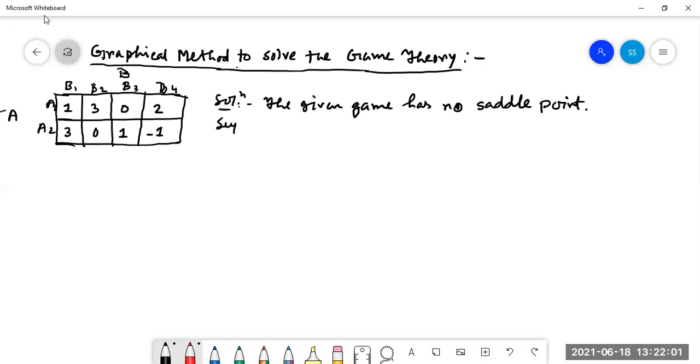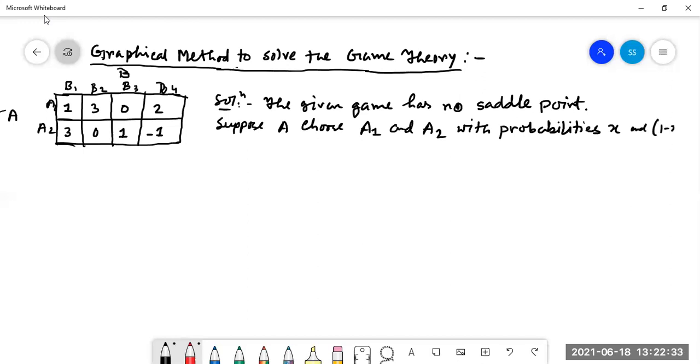Suppose A chooses A1 and A2 with probabilities x and 1 minus x. So A chooses two strategies, A1 and A2. Probability of A1 is x and probability of A2 is equal to 1 minus x.